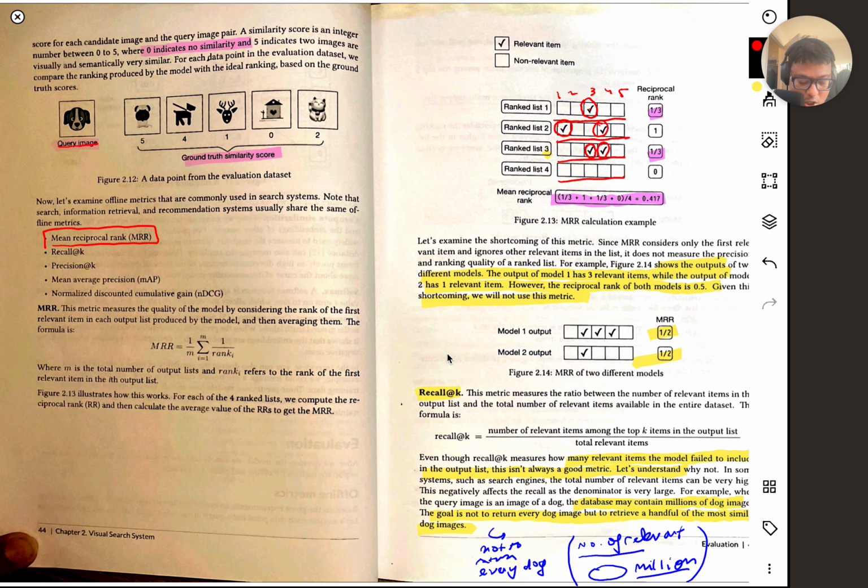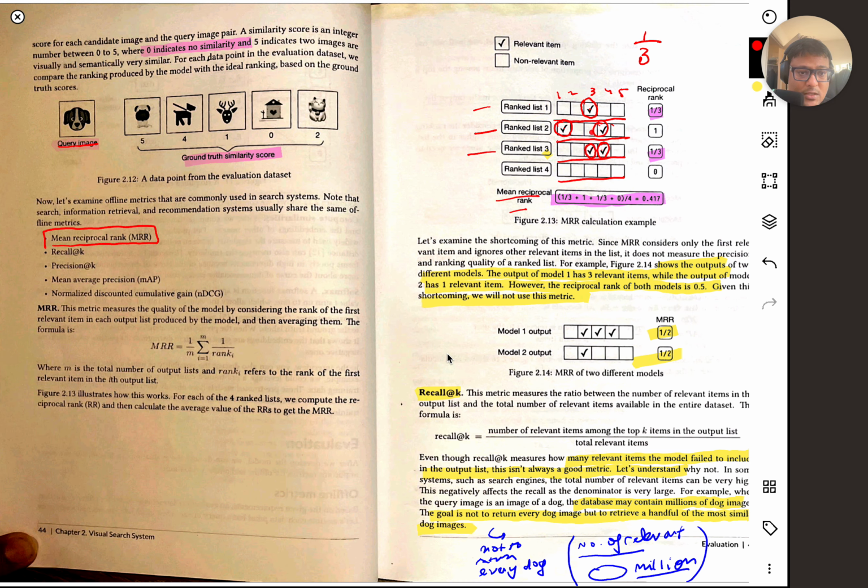So here you have one dog, two dogs, one dog, two dogs, and then two dogs. What you do is compute the mean reciprocal rank as 1 over the position of the first dog in the list. Here the dog is present at position three, so you can put a 3 here, and similarly here the dog is present at positions 1 and 3.